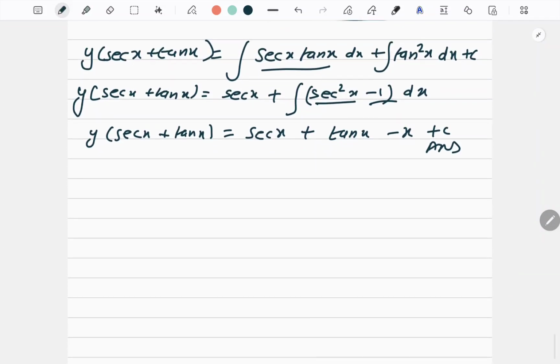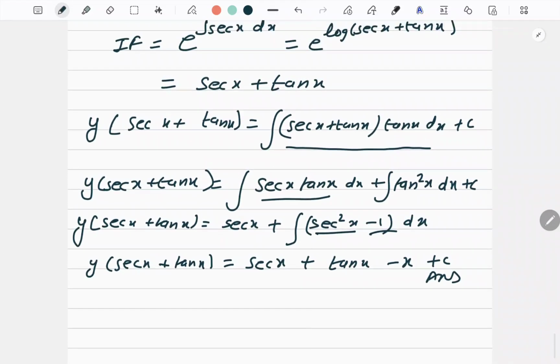Simple. So the method is very simple and you only have to learn how to integrate. Only in the linear type you will have a little tricky thing. Variable separable form is very easy. Exact differential equation is very easy. I hope you understood it.